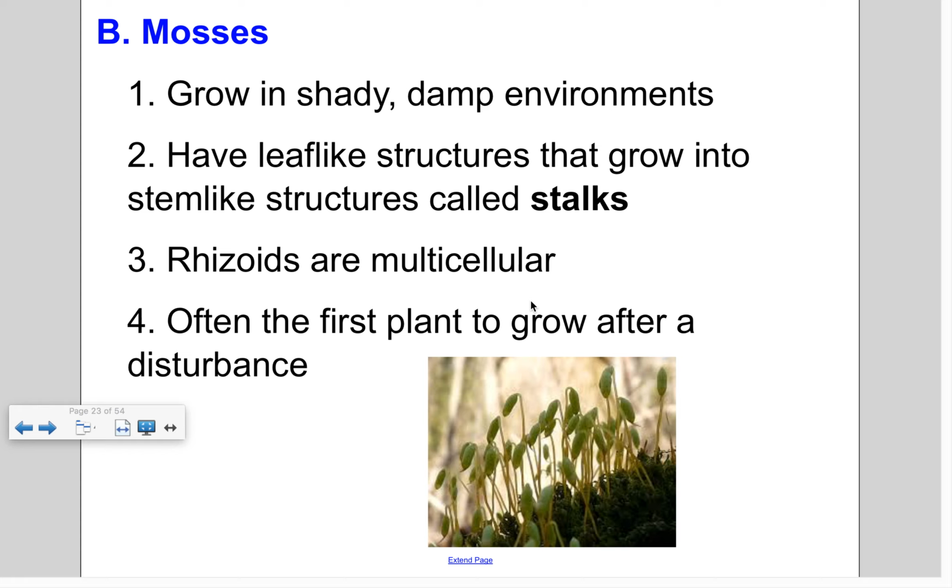Mosses tend to grow in shady, damp environments. I'm sure you guys know that. They do have these leaf-like structures, but they're not true leaves. And they can grow into stem-like structures called stalks. Their rhizoids are multicellular. And usually mosses are like the first pioneer species to grow after a disturbance of some sort. So let's say a volcano erupts, you get lichen, and then moss will come in and break down those rocks into soil. So they're kind of like pioneer species.